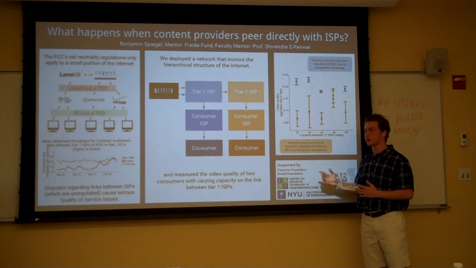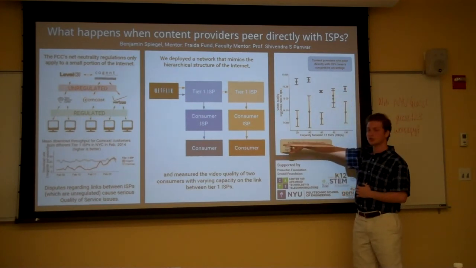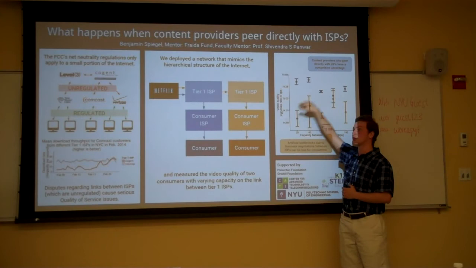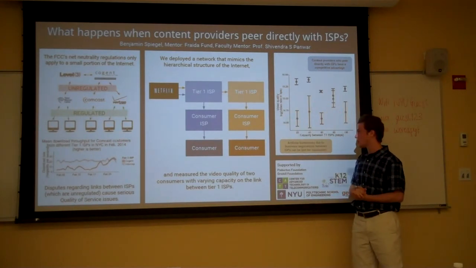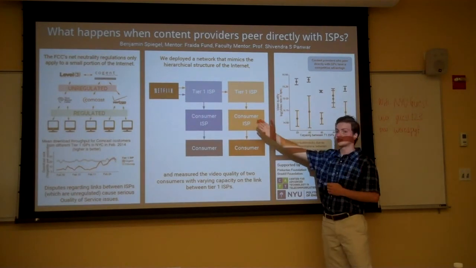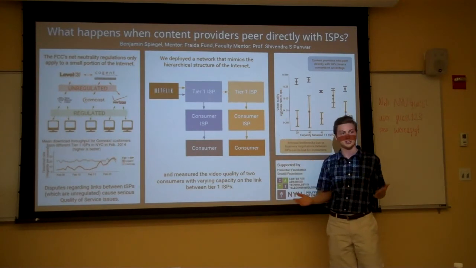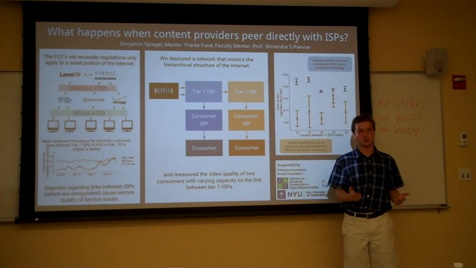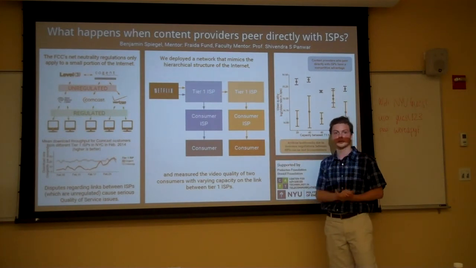It gets lower quality, while this consumer node stays at a high video quality no matter what the link is. So what we can conclude from this is that yes, content providers who peer directly with ISPs have a competitive advantage over other content providers.